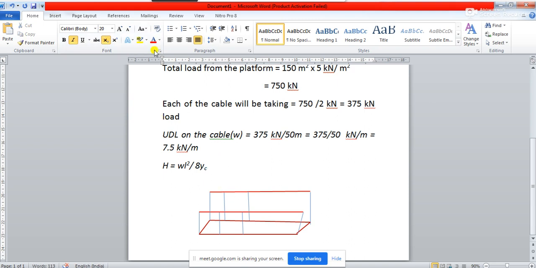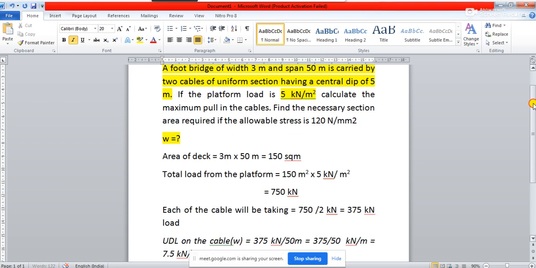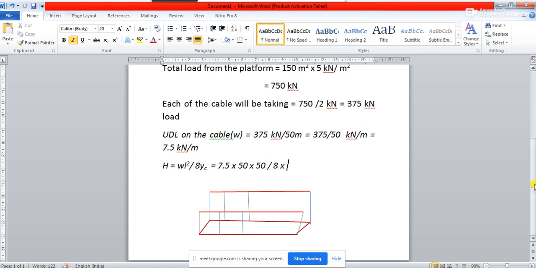So now it's very simple. W is 7.5 multiplied by L squared. L is 50, so 50 into 50, divided by 8 into the value of Y C. It is given in the problem: Y C, the dip of the cable, is 5. So you will get the value of H.